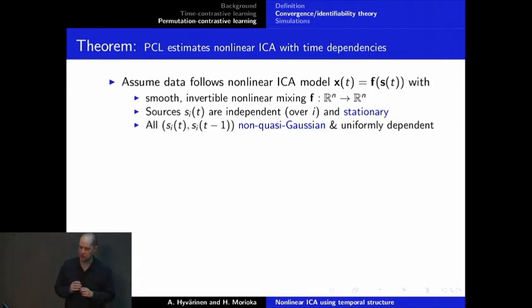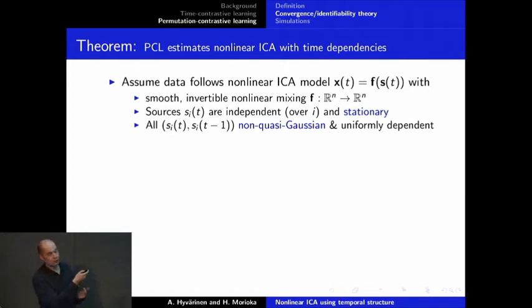Okay, so the theorem says basically that, again, we assume that the data follows a nonlinear ICA model with the same kind of mixing system, a smooth invertible nonlinear mixing F. But then we make the following assumptions on the independent components. First of all, obviously, we assume that they are independent over i, so different components are statistically independent, and they are stationary. Of course, stationarity is kind of a default assumption. The reason why I'm saying it here is simply because we had the non-stationarity in the previous theorem.